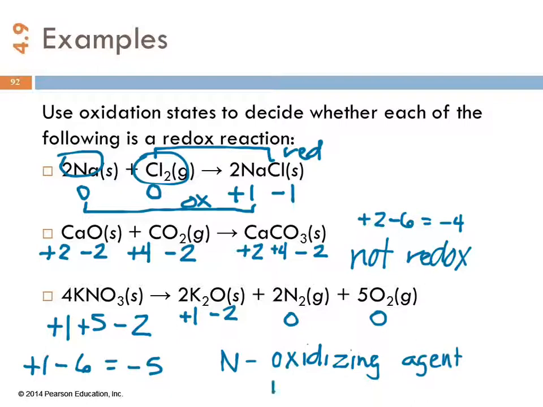And so then what is the reducing agent? Oxygen. So the oxygen is the reducing agent. The reducing agent causes the other thing to be reduced. The reducing agent gets oxidized. Oxidation is loss of electrons. If you lose electrons, your oxidation number becomes more positive, right? Some of the oxygen went from -2 to 0, which is more positive.